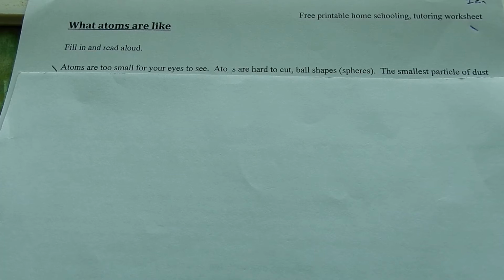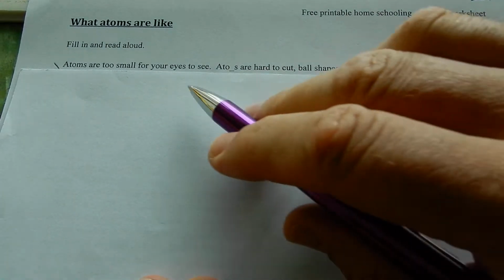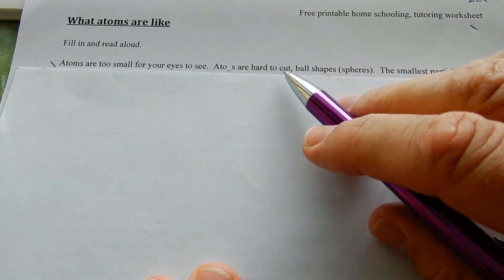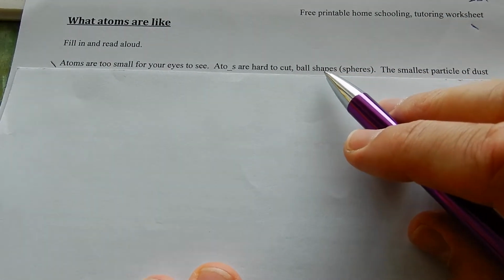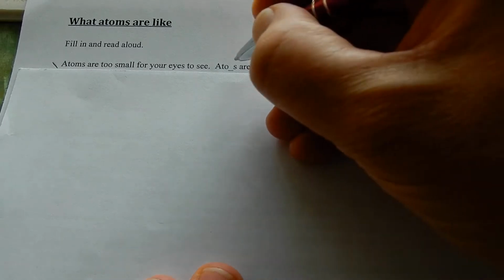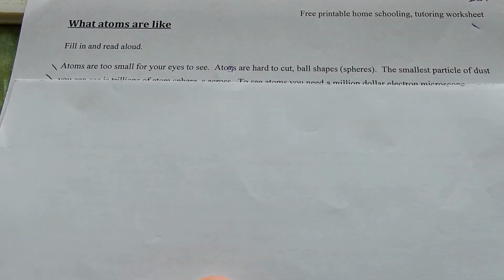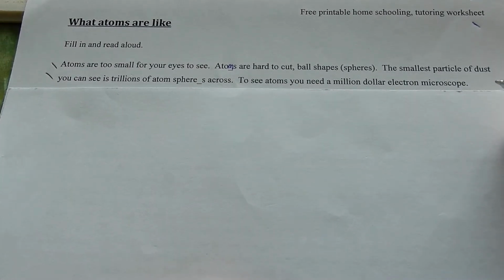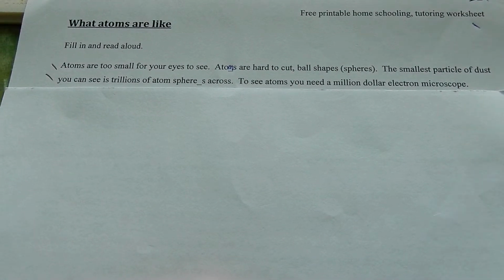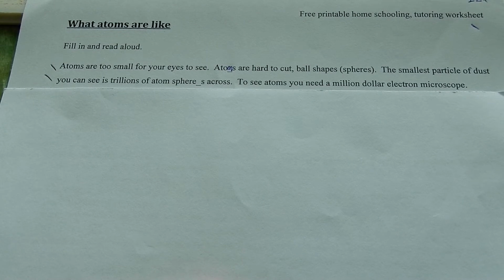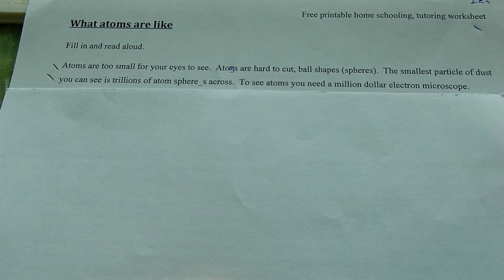What atoms are like. Atoms are too small for your eyes to see. Atoms are hard to cut. Ball shapes, spheres. The smallest piece of dust you can see is trillions of atom spheres across.